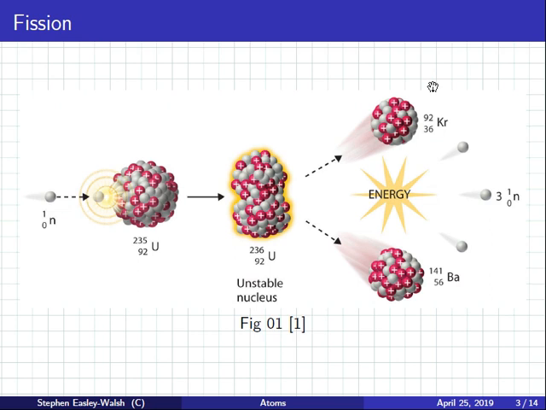So this is a picture of what fission is. What you have is something like uranium-235, okay? And then you fire a neutron at it, and this splits into two smaller isotopes, krypton and barium, and three neutrons come out. What you notice is that this mass plus this mass plus this mass plus this mass plus this mass is smaller than the mass of these two. So the result is that some energy is released.